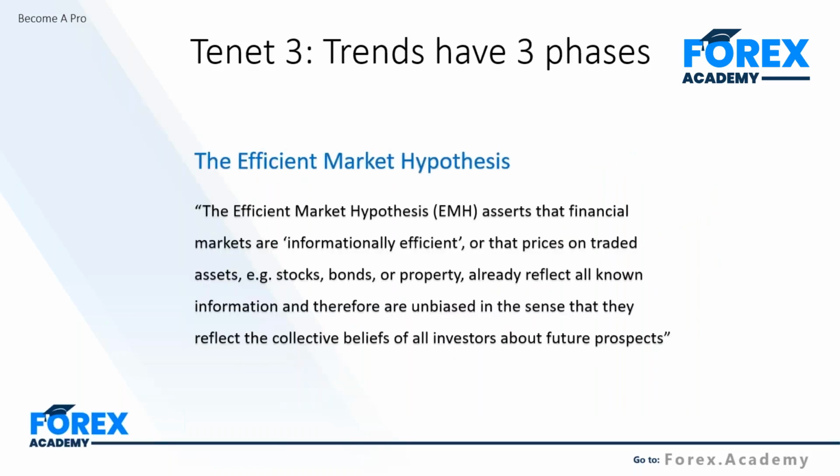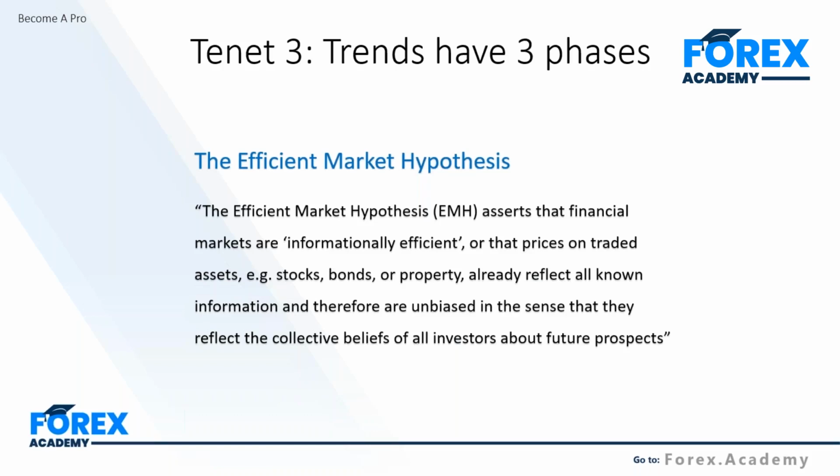Tenet 3, very familiar indeed. Trends have, that is a mistake on the slide there. Of course, we result in our efficient market hypothesis. The efficient market hypothesis asserts the financial markets are informationally efficient, or that prices on traded assets, i.e. stocks, bonds, or property, already reflect all known information and therefore are unbiased in the same sense that they reflect the collective beliefs of all investors about the future markets.